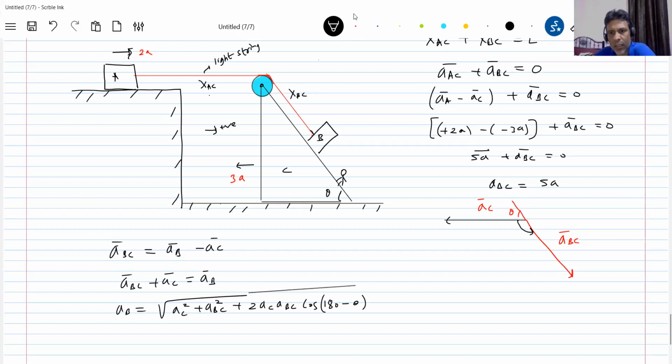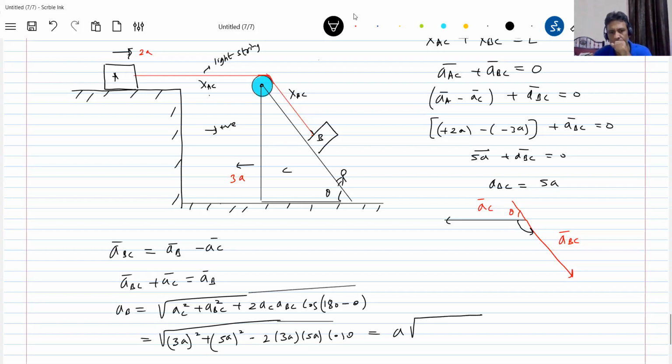Okay, let's come to what is ABC. ABC equals 5A, no? And AC is equal to how much? 3A. So 3A whole square plus 5A whole square, plus 2 times 3A times 5A times cos of 180 minus theta, which will be minus cos theta. This should be 9 plus 25. I think A will come outside. 9 plus 25, 34.